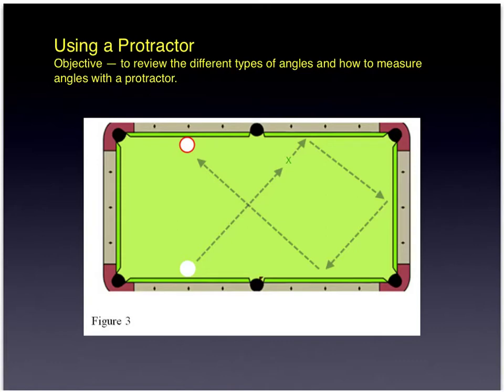In our lesson today, we are going to be doing lesson 3.4, which is using a protractor. Our objective is to review the different types of angles and how to measure angles with a protractor.